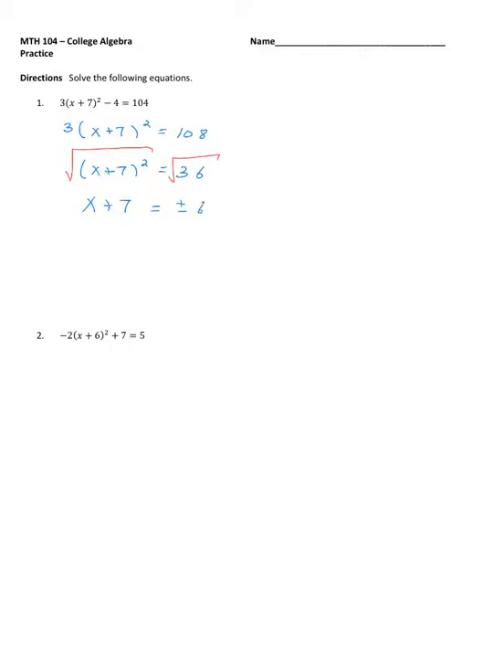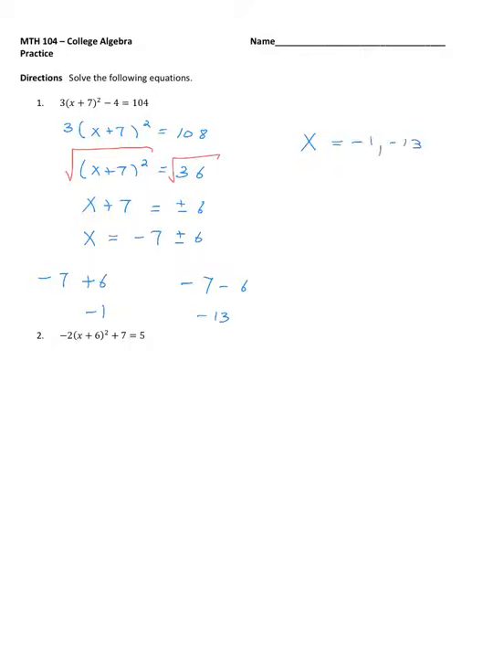All right, so to get x by itself, that's pretty simple. You can subtract 7 from both sides. And this means we have 2 solutions. We have negative 7 plus 6, but also negative 7 minus 6. If you simplify that, we get negative 1. Here we get negative 13, and those are the 2 solutions. X is negative 1, but also negative 13.